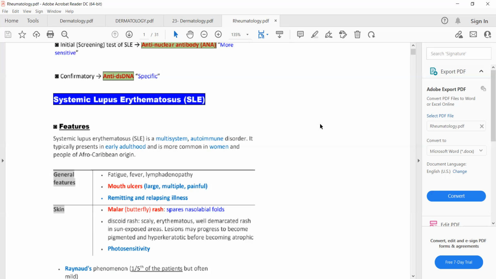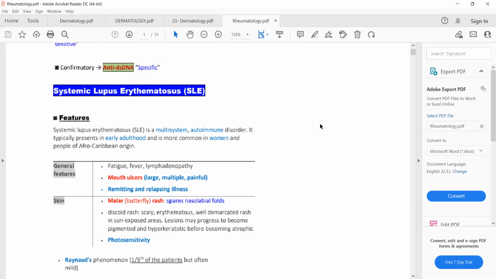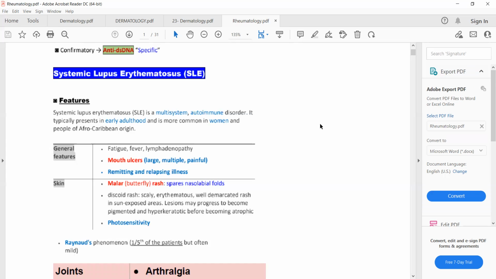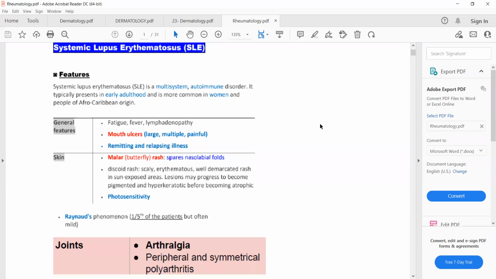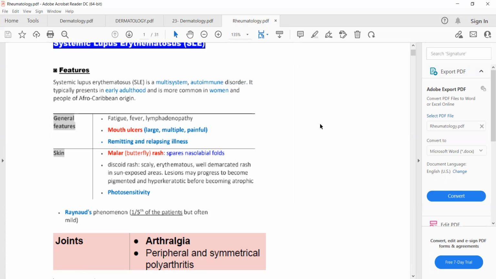So what are the features of systemic lupus erythematosus? All the autoimmune conditions are more common in women. And systemic lupus erythematosus, or SLE, is also more common in women and people of Afro-Caribbean origin. Now we'll discuss some features of SLE. The general features include fatigue, fever, lymphadenopathy, mouth ulcers, and remitting and relapsing illness.